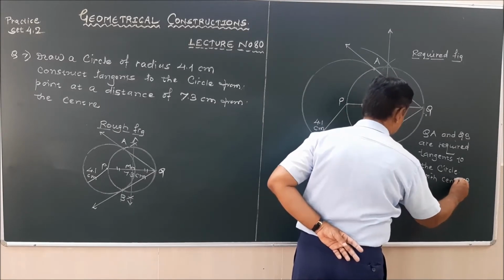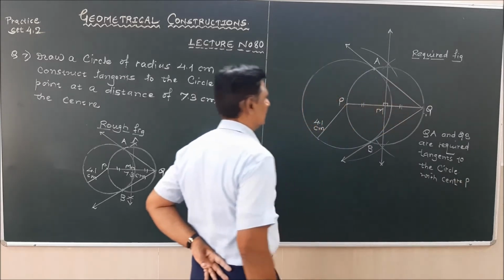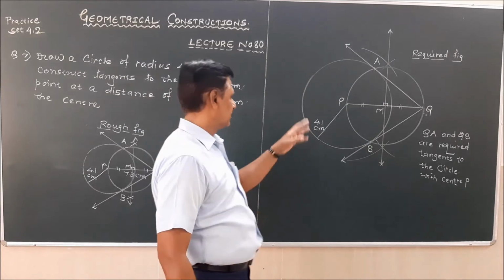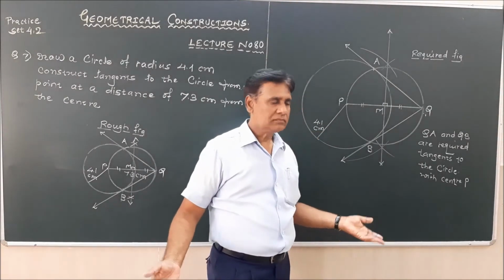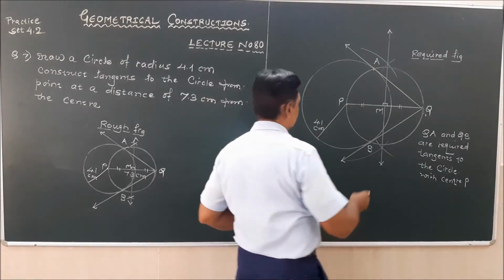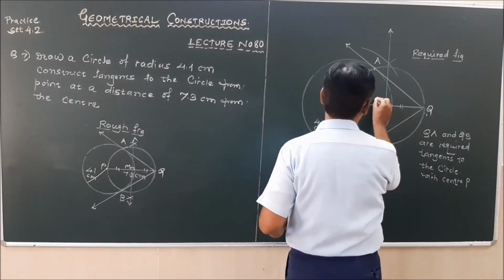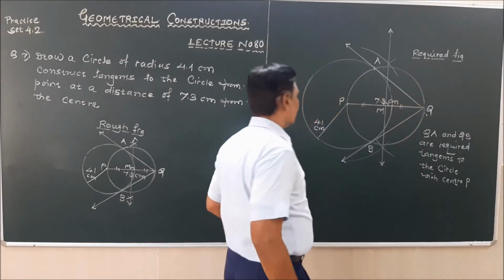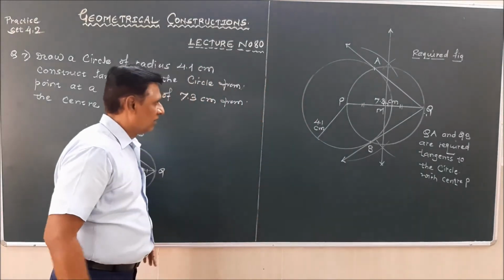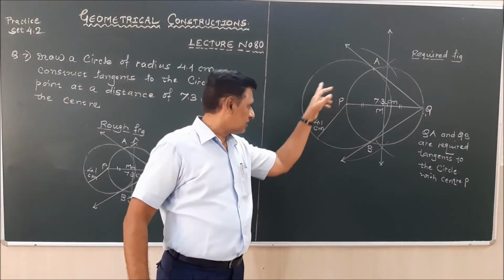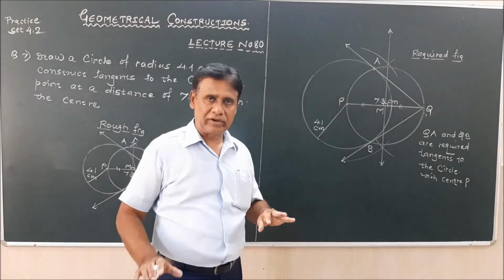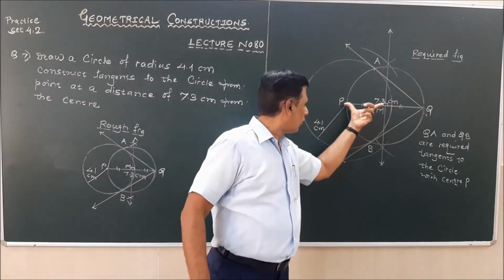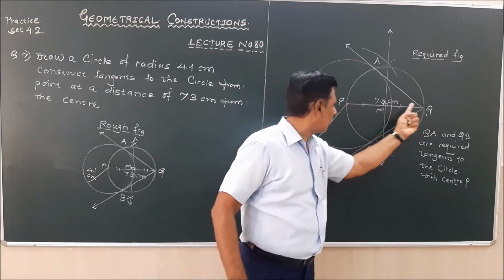I have written more elaborate steps. Required tangents to the circle with center P. What is left out? PQ is 7 point. Now let's have a review. First, I have drawn a circle of radius 4.1 cm. Then I plot a point Q from P at a distance of 7 point.